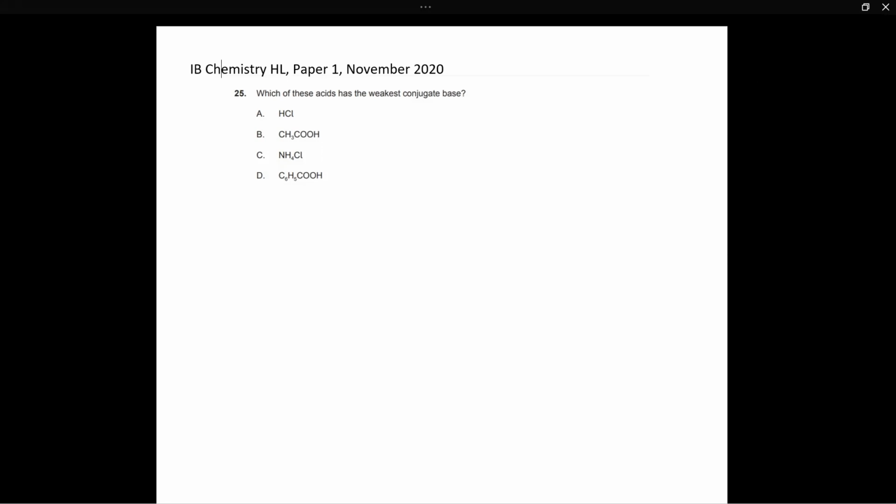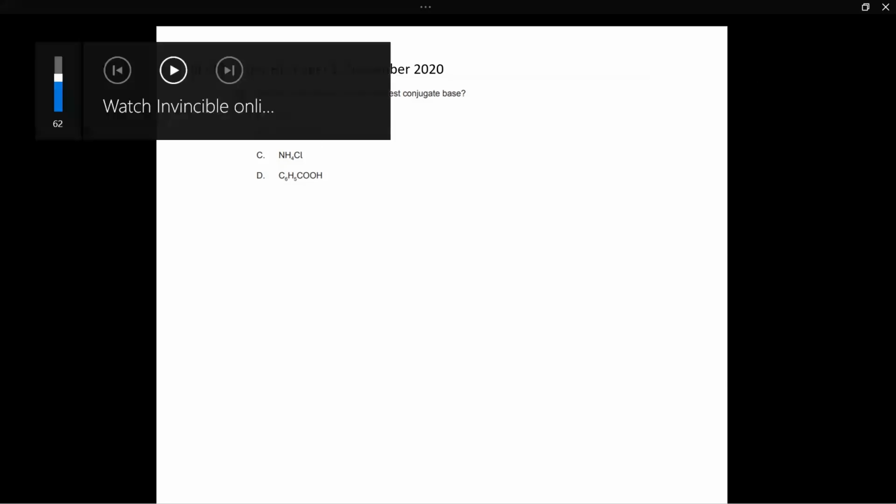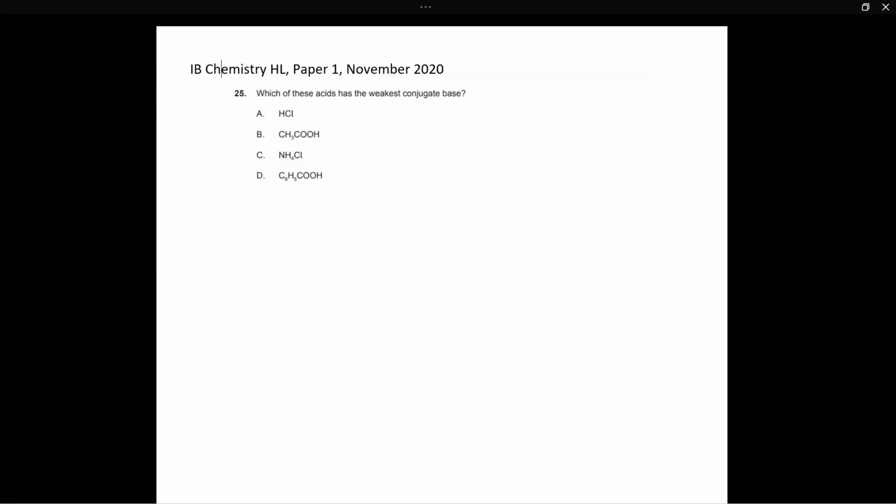In this video, we have a question from the IB Chemistry HL Paper 1 from the November 2020 batch. This question asks, which of the following acids has the weakest conjugate base? Now, we've been given four options, and out of these four options, we can actually eliminate one easily.